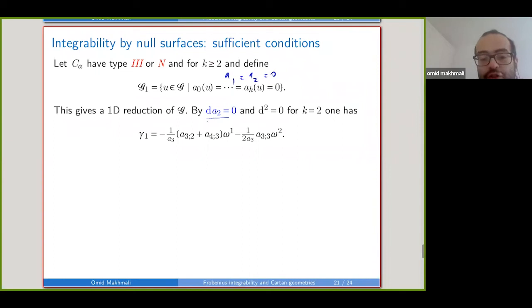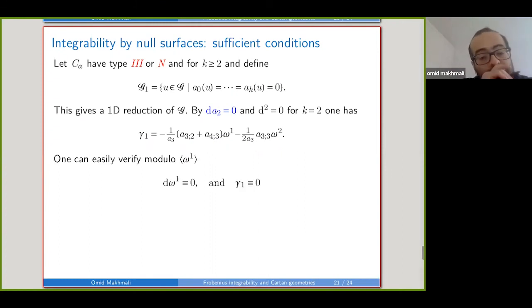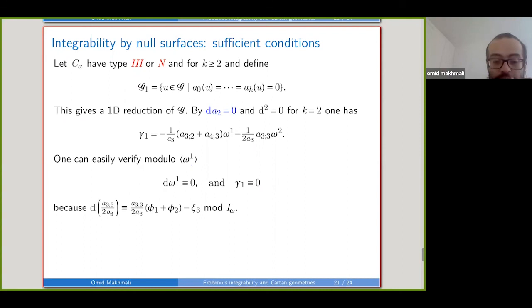So looking at the exterior derivative of A2, we can actually find the reduced form of gamma 1, which is always of this form. And again, this is the covariant derivative of A3 and A4 along omega 2 and omega 3. Then immediately, if you have type 3 and type N, modulo the ideal generated by omega 1, one can check that this is integrable. In fact, the null plane is integrable. Moreover, gamma 1 is also congruent to 0 mod omega 1, because of this relation, because of the derivative of this quantity of this form. So this is equal to 0. We can set it equal to 0 by reducing psi 3. And this agrees exactly with what we were doing in finding necessary conditions in the previous slide.